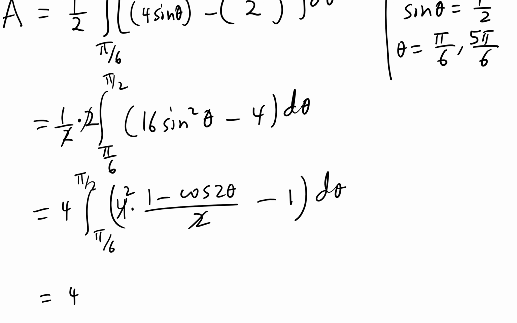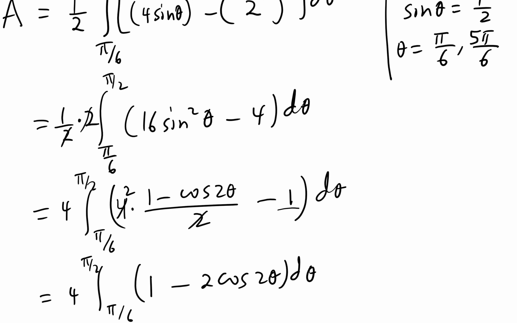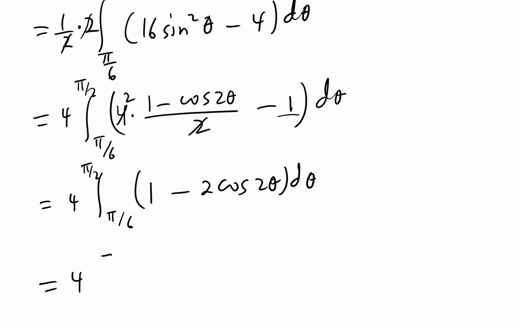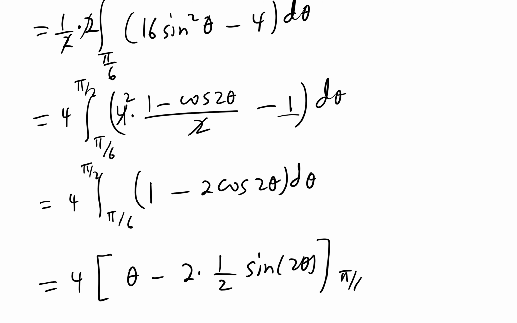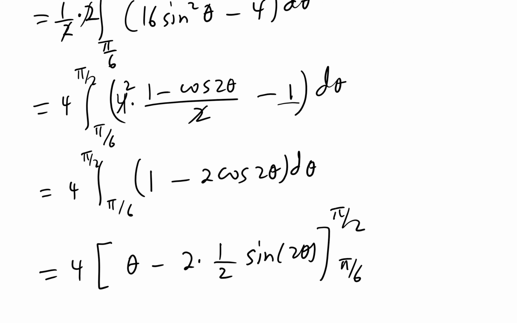Keep the 4 out. Pi over 6 to pi over 2. Multiply the 2 in: 2 times 1 is 2, and minus that one is 1, minus 2 cosine 2 theta, d theta. Keep the 4 out. Integral of 1 is theta. Integral of 2 cosine 2 theta is sine 2 theta. From pi over 6 to pi over 2.